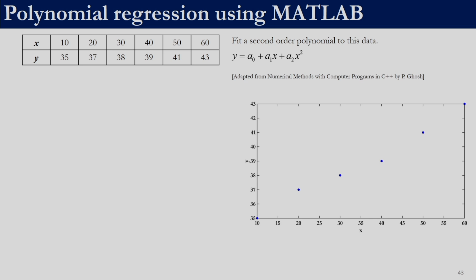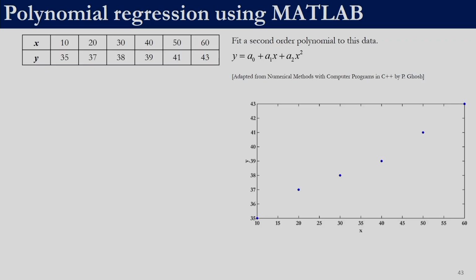Polynomial regression can be done in 2 ways. We can either use the regress function itself, or there is a separate function called polyfit that can also be used. We will see both of them. We will start with the regress function and then we will also look into the polyfit function.